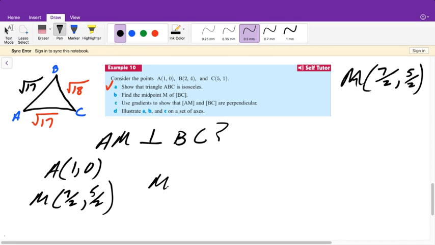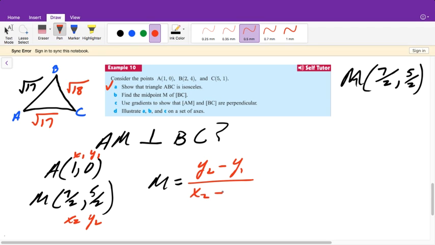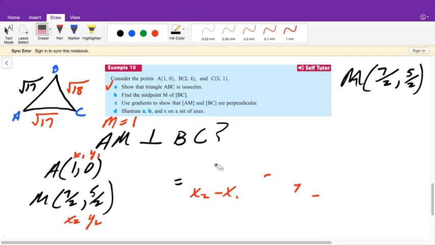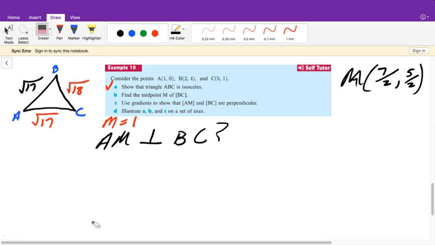So we know that our slope is equal to y2 minus y1 over x2 minus x1, with x1, y1, x2, y2. So it's going to be 5 over 2 minus 0 over 7 over 2 minus 1. So this will then be 5 over 2 divided by 5 over 2. And we know 5 over 2 divided by 5 over 2 is equal to 1. So our slope of this is equal to 1. All right, if you were confused with this one, I'll explain that step a little bit more in class. That part might have been a little bit trickier since it was fractions within a fraction.